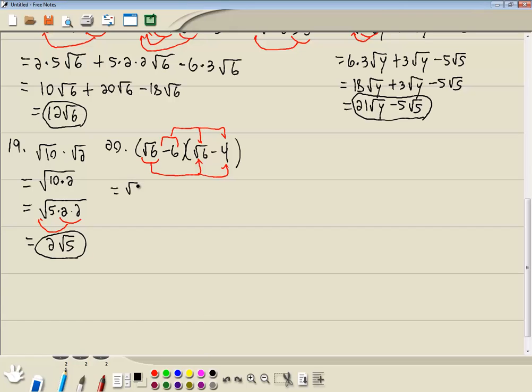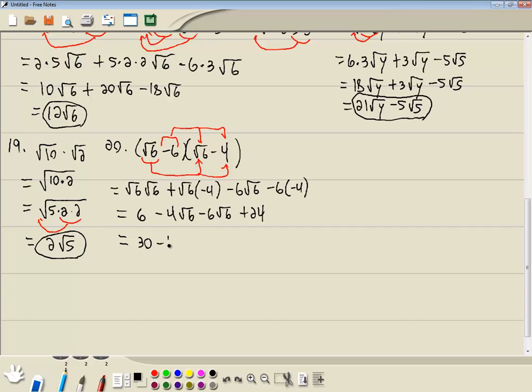Okay, so that gives us square root of 6 times square root of 6, square root of 6 times negative 4, negative 6 times square root of 6, and negative 6 times negative 4. Now when you're dealing with square roots and they're the same, square root of 6 times square root of 6 gives you 6. Minus 4 square root of 6, minus 6 square root of 6, and negative 6 times negative 4 gives us 24. We'll combine together numbers. 6 plus 24 is 30. And these radicals are the same, so I'll add numbers in front. Negative 4, negative 6 gives us negative 10 square root of 6. And that's our answer.